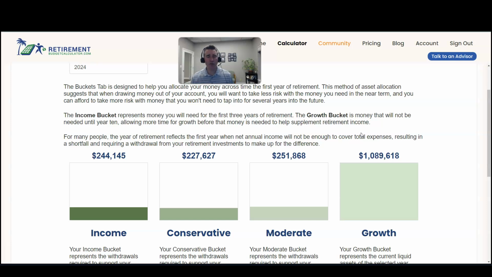Again, the last thing you want to do is find yourself in a situation where you just retire, the market crashes, and you're taking money out at the same time. It's like the worst case possible scenario if that were to happen. And a bucket strategy just helps you diversify your money across time segments based on when you're going to need it.